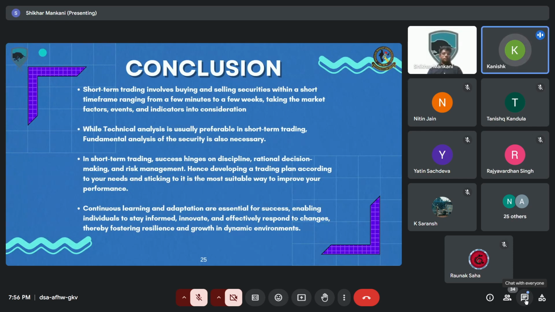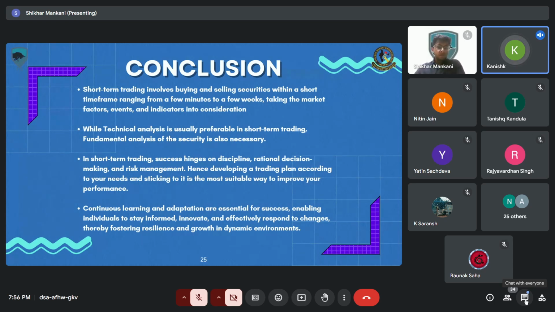Okay, guys, now let's wrap up this session. So, basically, short term trading involves buying and selling securities within a short time frame, ranging from a few minutes to a few weeks, taking the market factors, events, and indicators into consideration. The short term definition can be a very subjective thing. For you, a short term definition should range from a week to a month.